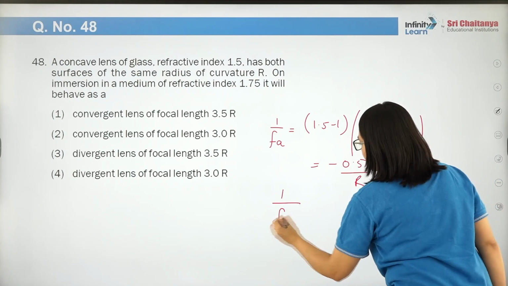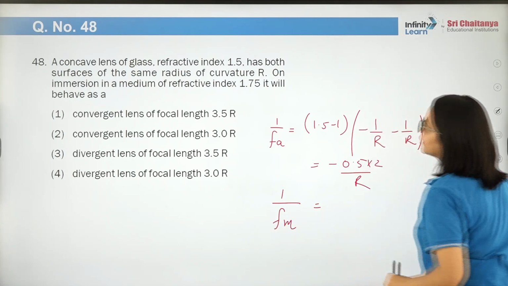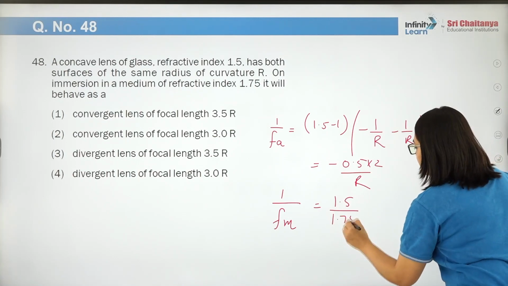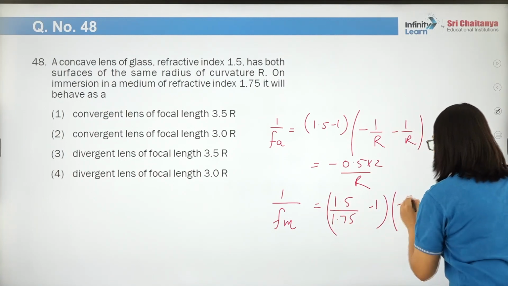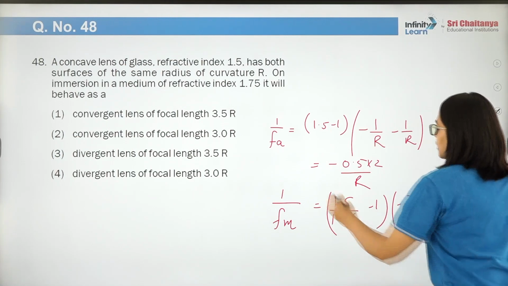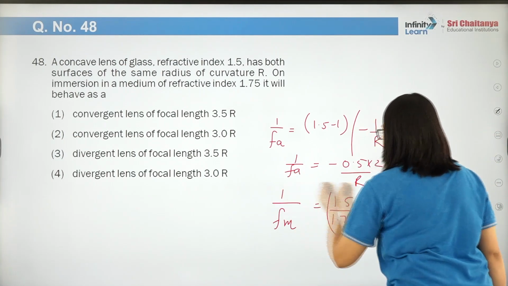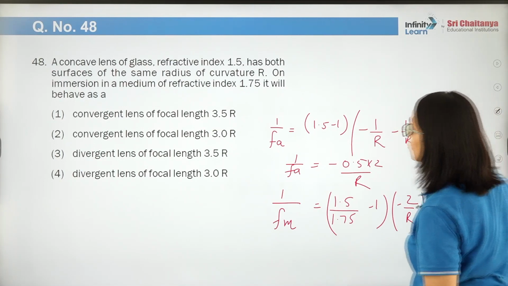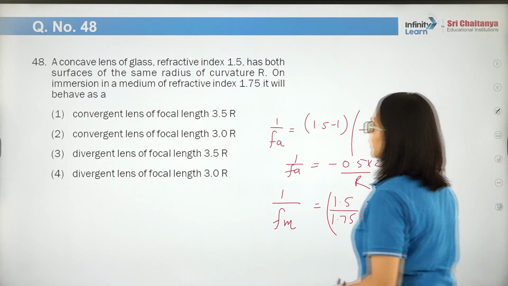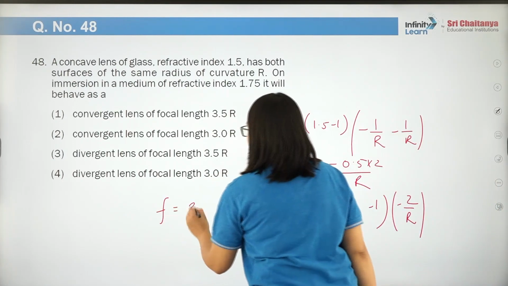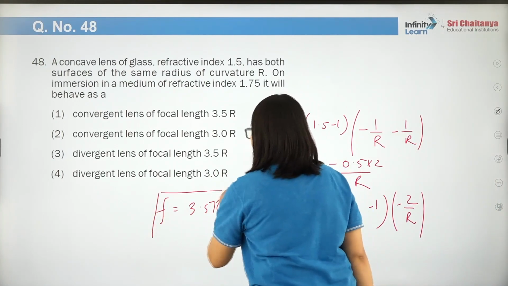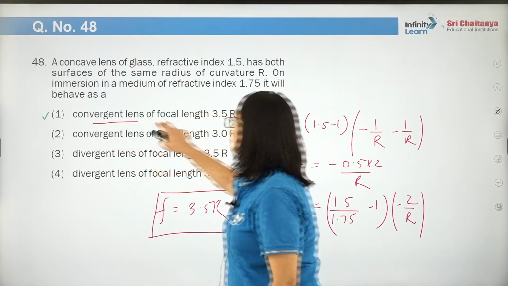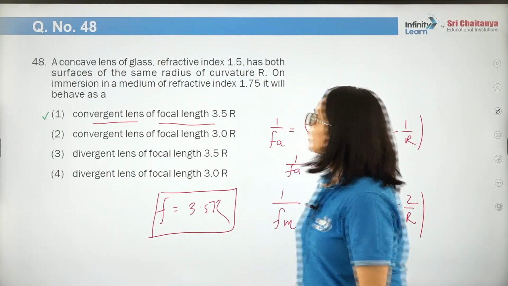Now 1 upon focal length in the medium is (1.5 divided by 1.75 minus 1) into minus 2 upon R. So this is 1 upon F in the medium. After solving this, you'll get the value of the new focal length, and that new focal length will be 3.5 R. It will behave like a convergent lens of focal length 3.5 R.